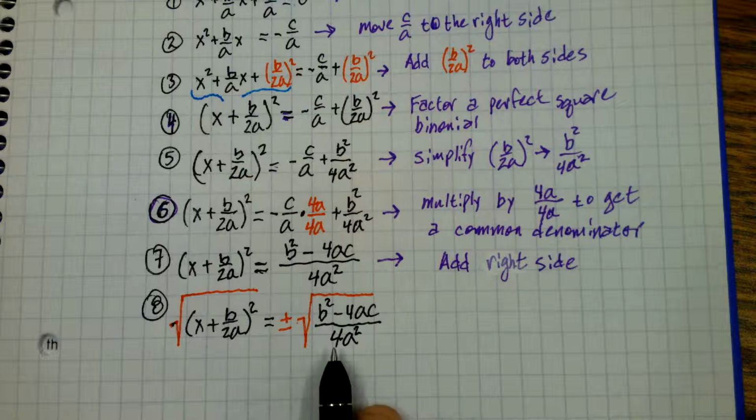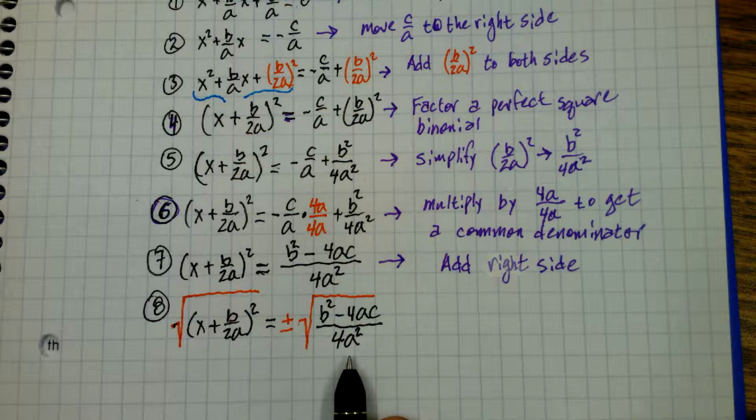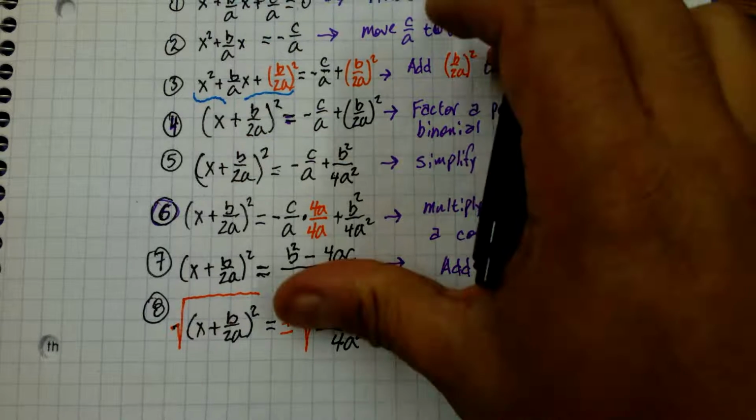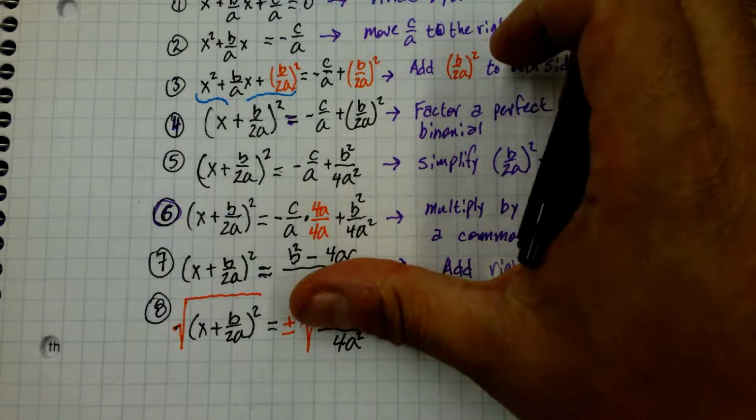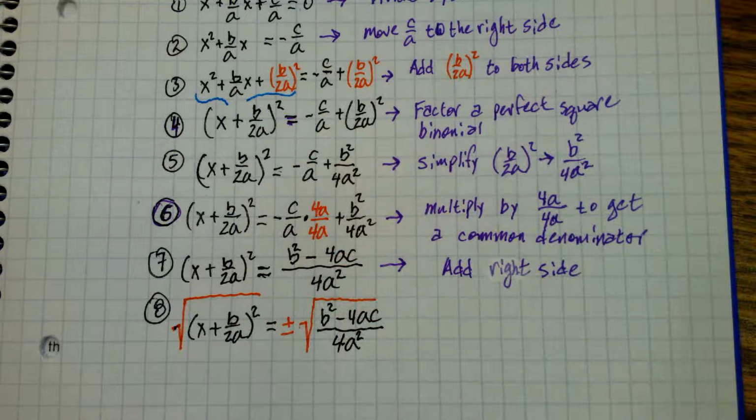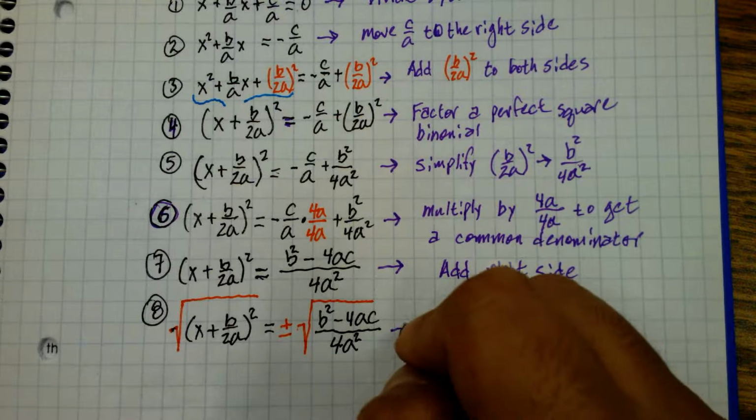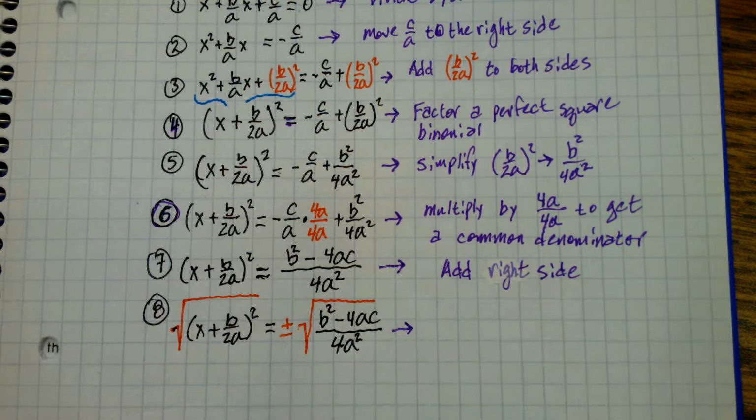And what do you notice about 4 and a squared? Well, yeah, but what do you notice about just those numbers in themselves? The number 4 and a squared. Aren't those perfect squares? Yeah, that's going to be helpful in a little bit. Okay, so what did we do? Square root both sides.